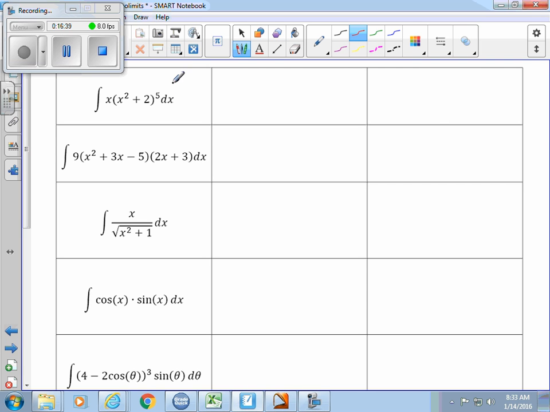X squared plus 2. Now, I'm going to teach you a little way to do this in your head, because most of you at that point are like, well, why didn't you pick x squared plus 2 to the 5th power? And maybe I should have. I don't know. We're going to try something and see what happens. This is the first one. You will get to where you can see them in your head as you go. I'm going to find du. What is du? 2x dx.